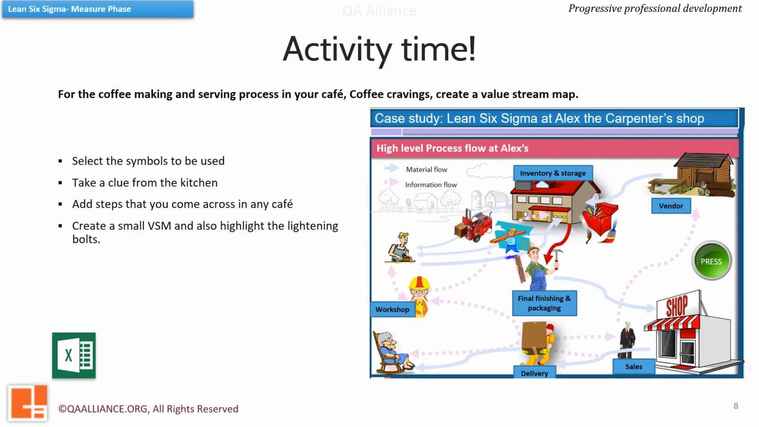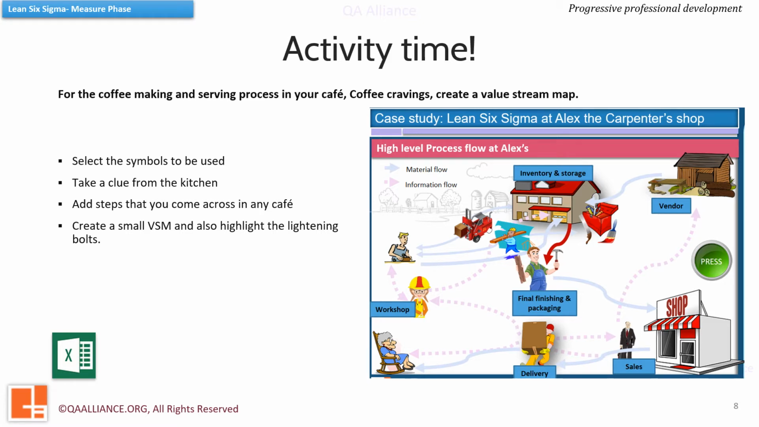Now let us practice what we just learnt. For the coffee making and serving process in your cafe, Coffee Cravings, create a value stream map. Select the symbols to be used that are available in the exercise for the Lean Six Sigma workbook. To help your imagination, you may take a clue from your kitchen and add steps that you come across in any cafe. Create a small VSM and also highlight the lightning bolts. In our Green Belt training program, we'll discuss the VSM from the case study on Alex's shop.